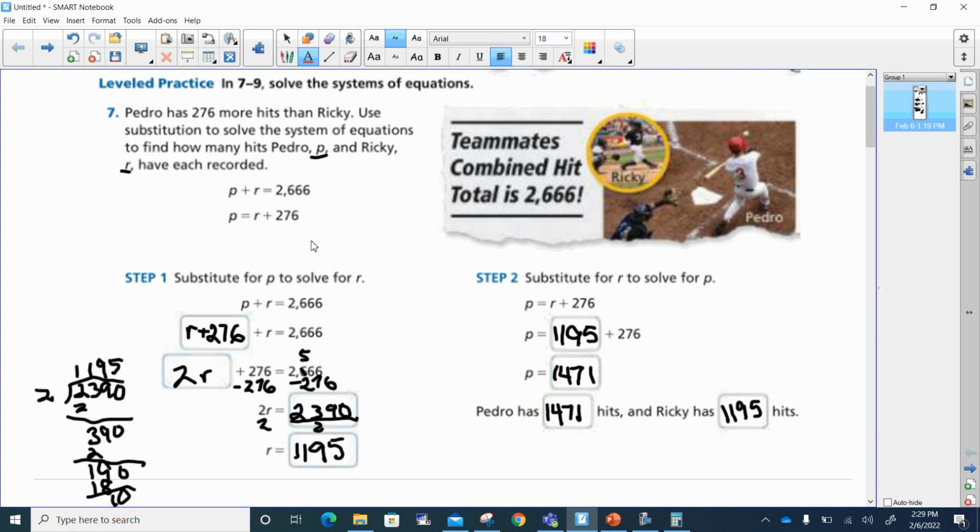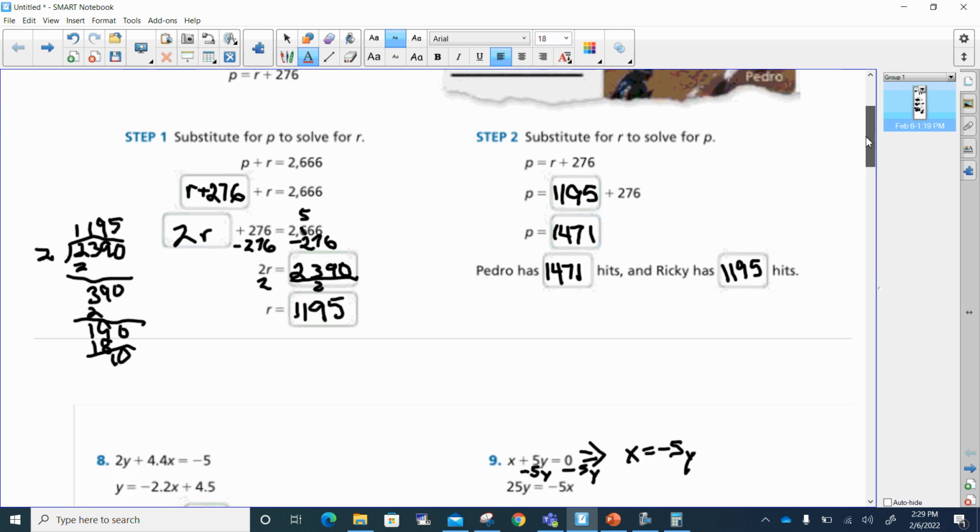Now I can go back to my other equation, not the one I had before, the other one. And I can substitute R for 1,195. So you can see here, I'm taking R and substituting that number in. When I add these two numbers together, I get 1,471. So Pedro has 1,471 hits, and Ricky has 1,195 hits.